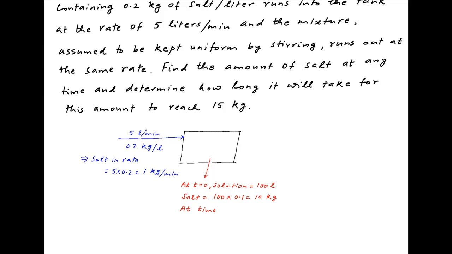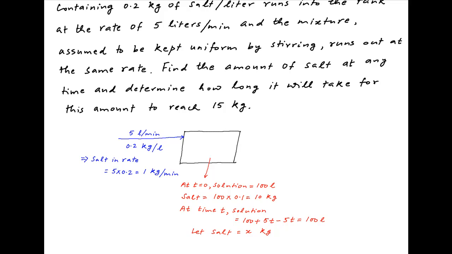Now in time t, 5 times t liters of brine has flowed into the tank, and 5t liters of the mixture has flowed out. Therefore the amount of solution in the tank at time t is equal to 100 liters.